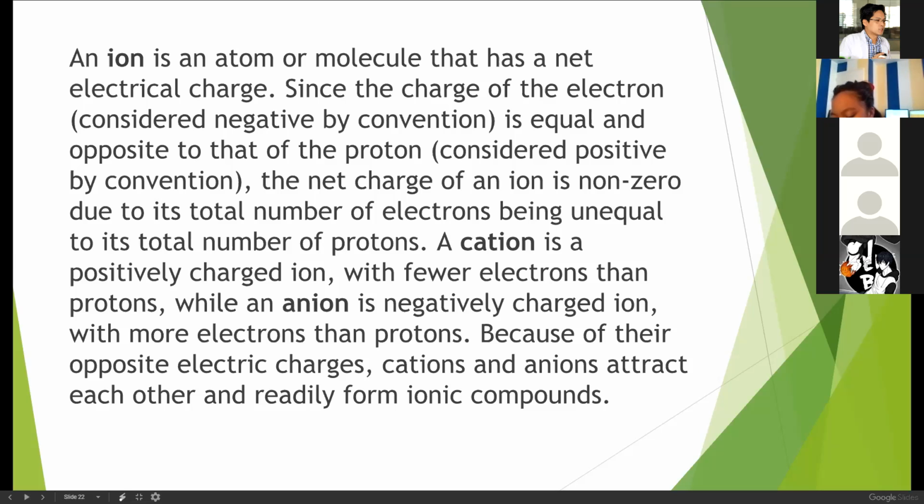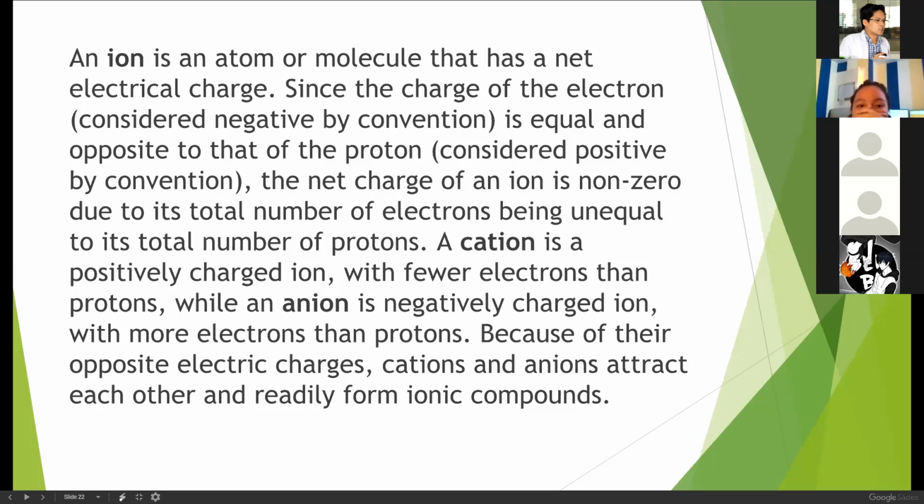If the number of protons and the number of electrons is equal, therefore the net charge should be zero. But in this case, an ion has a non-zero net charge, meaning to say that either the positive charge or the negative charge is higher. One of those characteristics is higher, therefore the answer is non-zero. The number of electrons is unequal to its total number of protons.